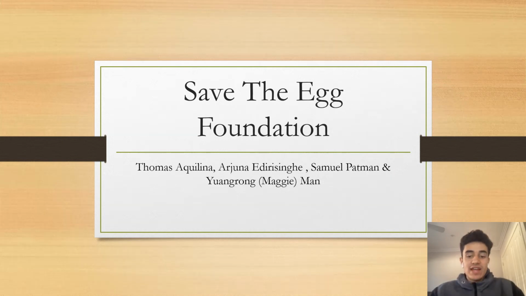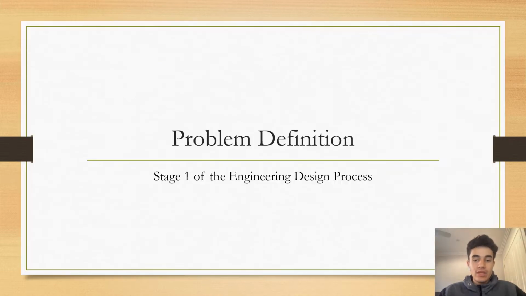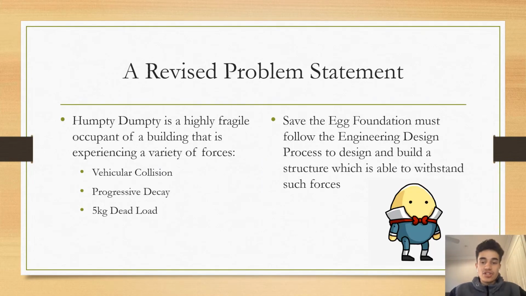Hi, I'm Thomas, and today I'm joined by my colleagues Sam, Arjuna, and Maggie to present the first two steps of Save the Egg Foundation's engineering design process towards the construction of a shockproof building. The first stage of the design process is problem definition. In the design of infrastructure, the consequence of vehicular impact and progressive collapse must be considered.